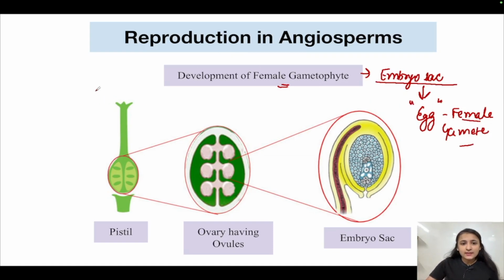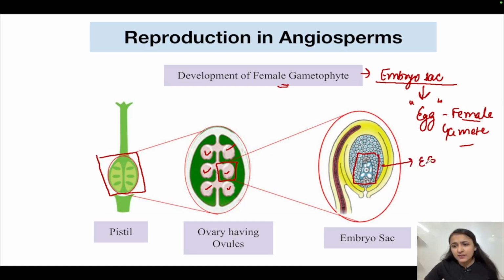Now this is the pistil or a carpel. This structure here is the ovary. If we zoom in on this structure, we can see this is the ovary, which contains numerous ovules. See, these structures are the ovules. If we zoom in on one ovule, we can see that it bears an embryo sac. This structure here is the embryo sac.